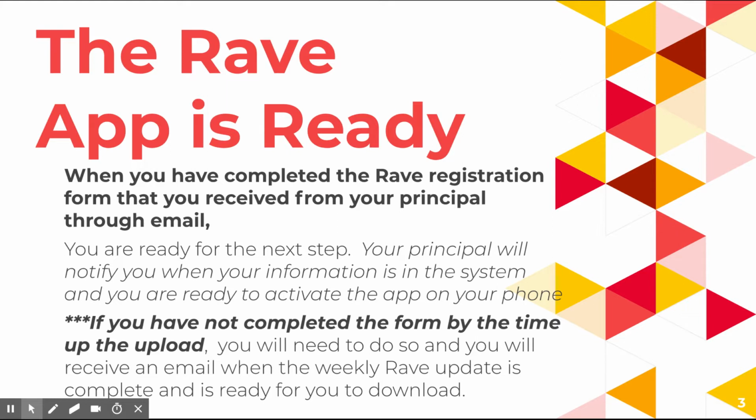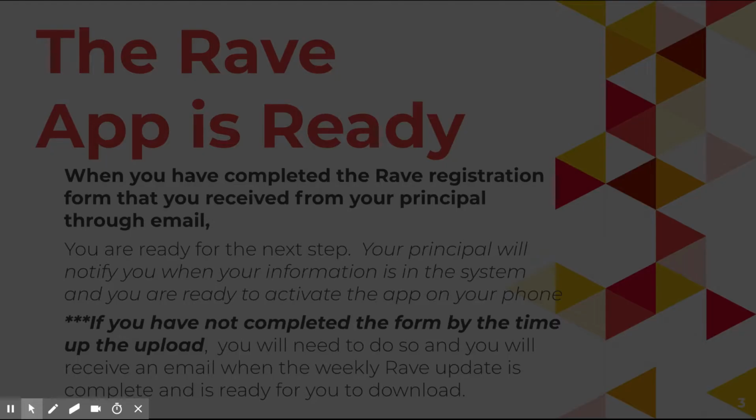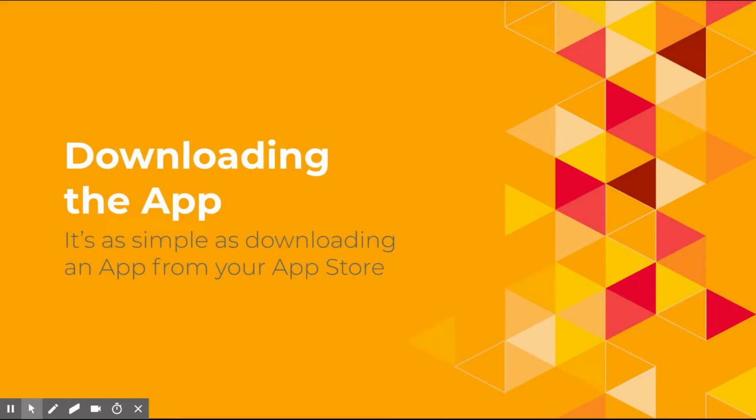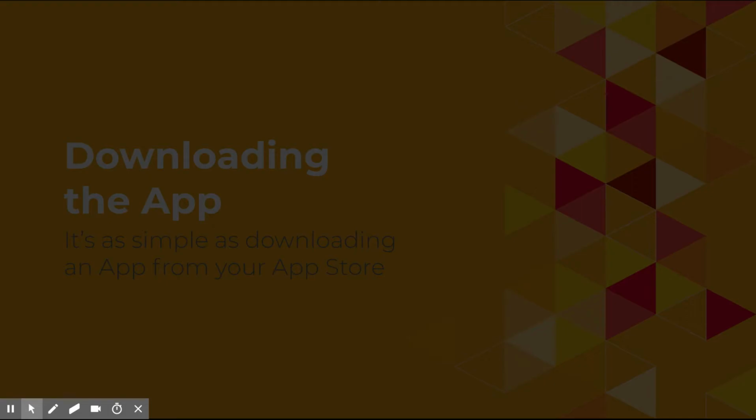Downloading the app is as simple as downloading an app from your app store. These instructions are intended to help you go through the process of downloading and enrolling in the Rave app. While there may be slight differences between the Google Play Store or an Android app and the Apple App Store or iPhone app, they are similar enough that we can use the same instructions.